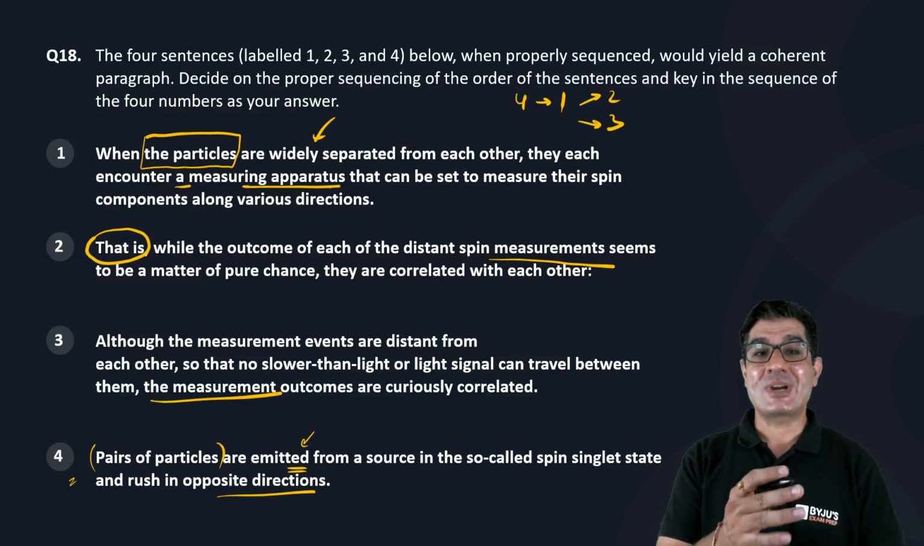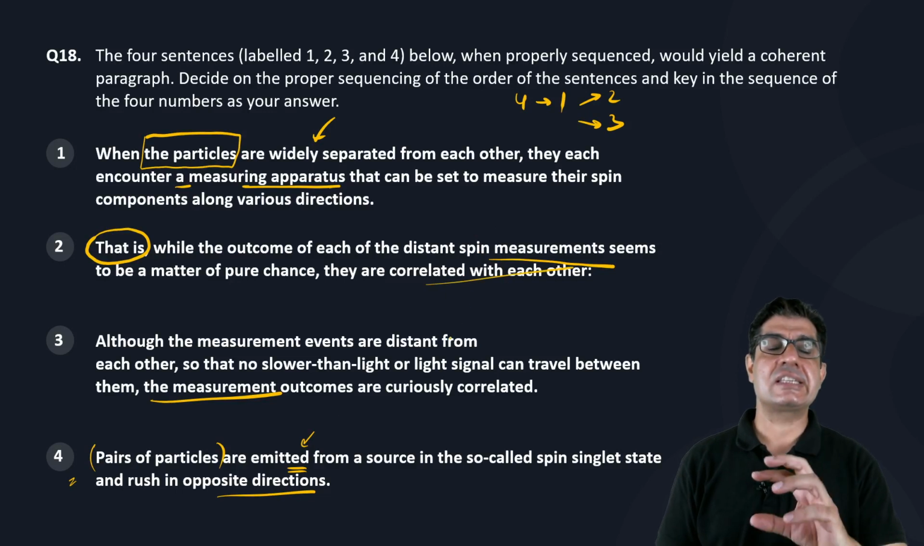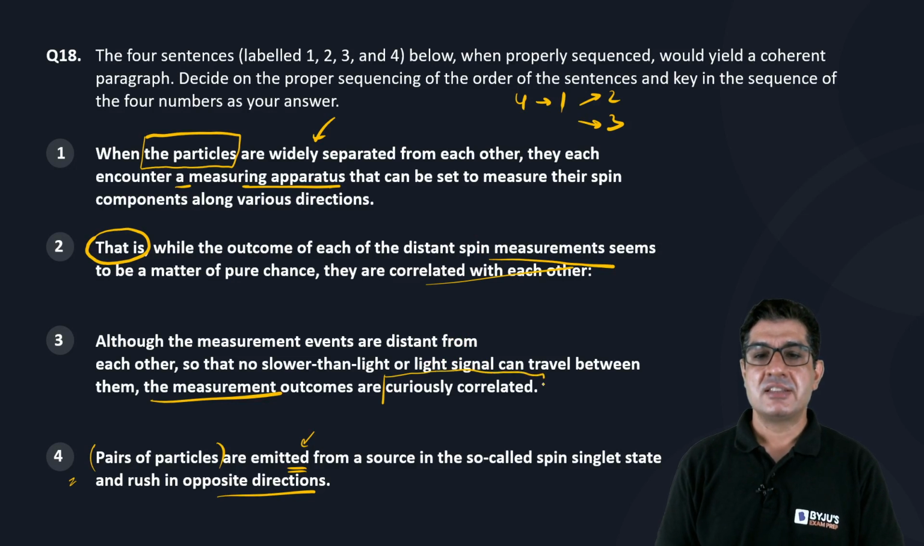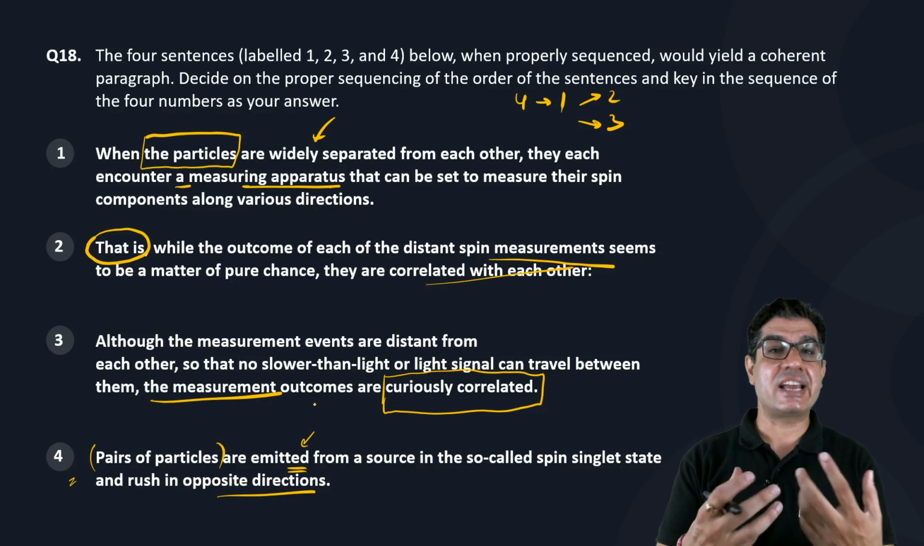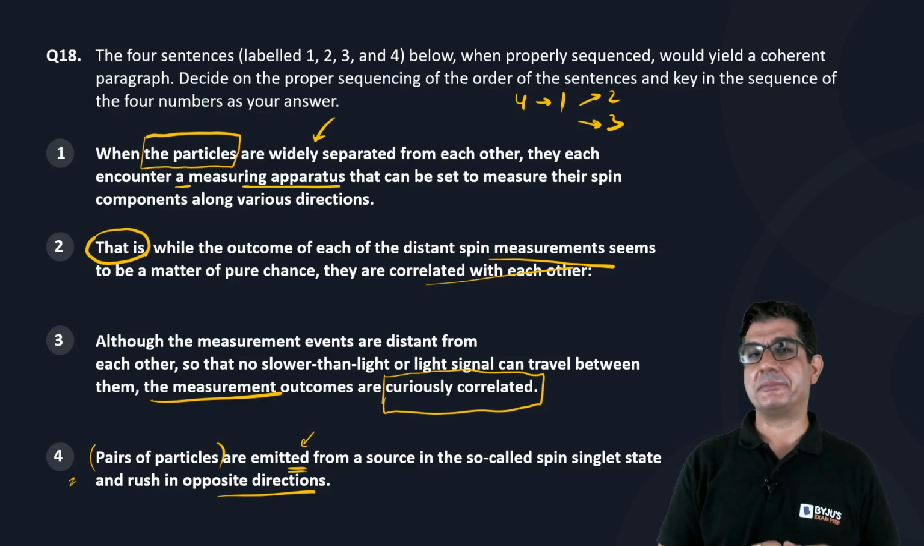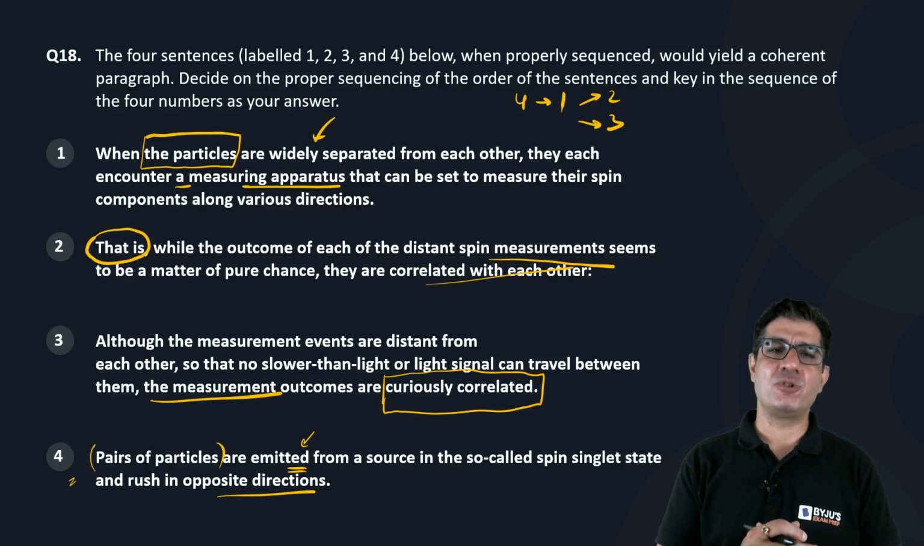So when you look at 2, while the outcome of each of the distant spin measurements seems to be a matter of pure chance, they are correlated with each other. Now this essentially is an elaboration of the part that is given at the end of 3, "curiously correlated." It tells you what we mean by this curious correlation here, right? So this essentially justifies the use of "that is," and therefore 2 should come after 3.